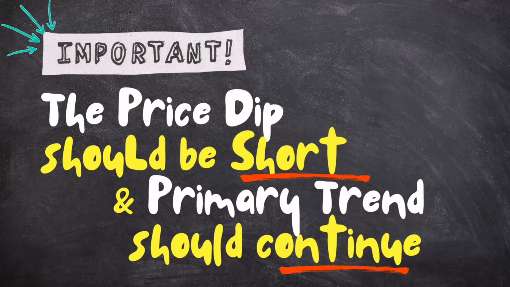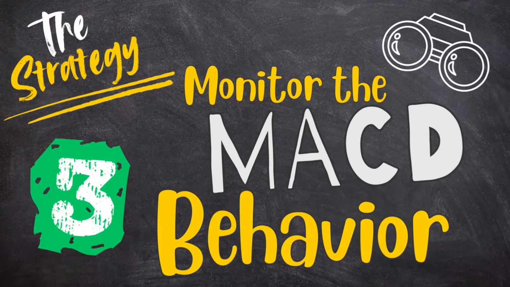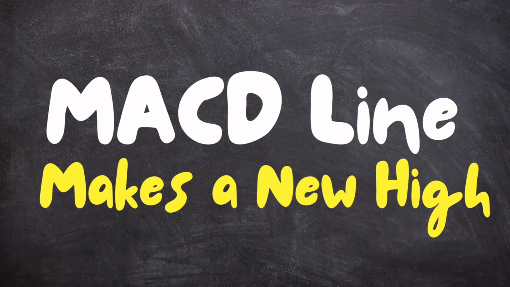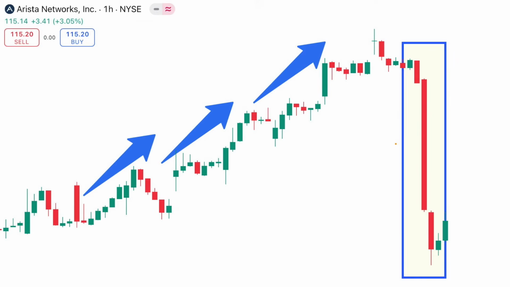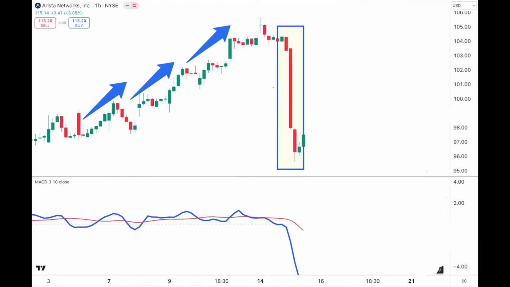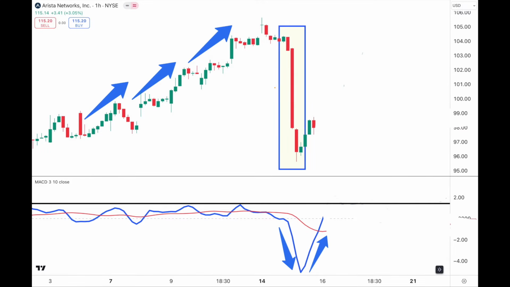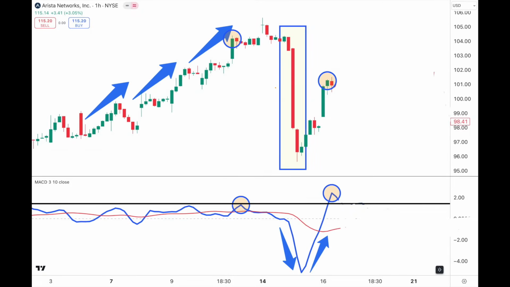Step 3. We now monitor the behavior of our oscillator line. As the counter trend movement happens, turn your attention to the oscillator line. A key sign of the anti-pattern is when the oscillator line makes a new high higher than its previous peak, even though the price hasn't made a higher high yet. This is a divergence and it's crucial to our setup. The oscillator line is essentially leading the price, suggesting that the market momentum is preparing for another bullish move.